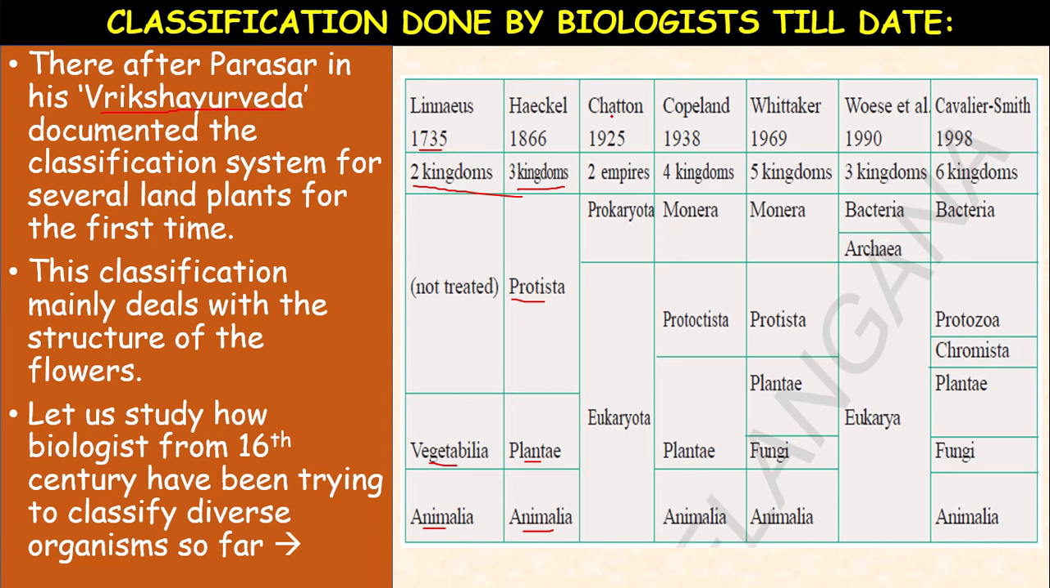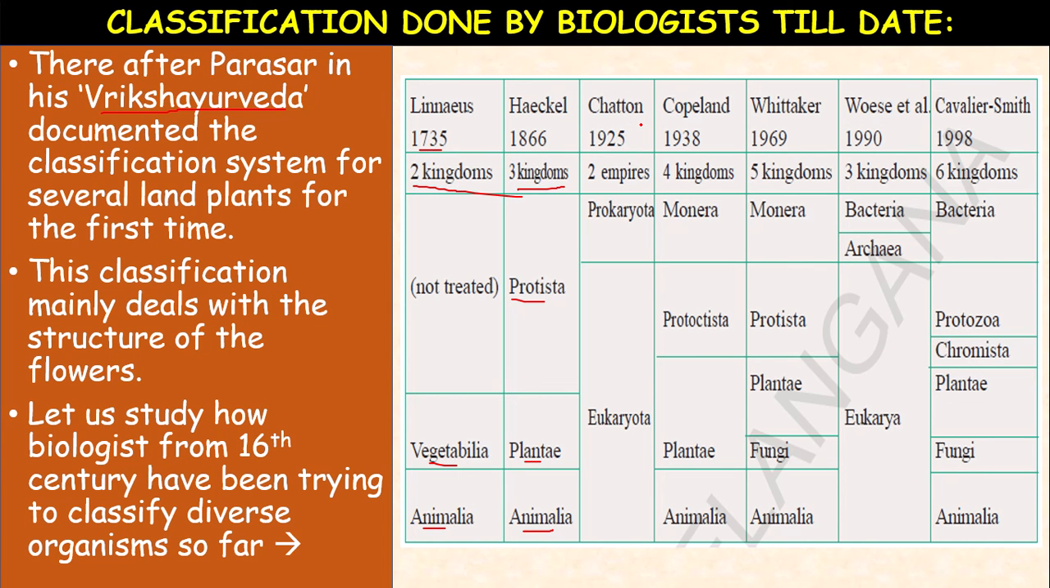Later, Chatton in 1925, we entered into the 20th century, 1925, proposed two empires. He didn't call them kingdoms, he called them two empires, Prokaryota and Eukaryota. The Prokaryota includes primitive organisms and Eukaryota includes multicellular higher organisms.